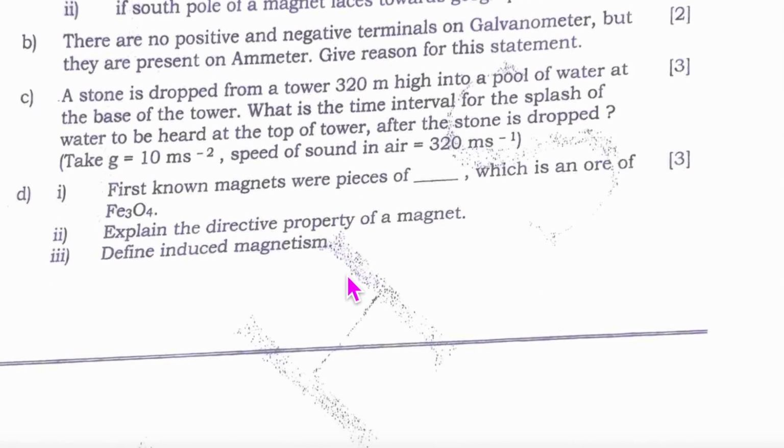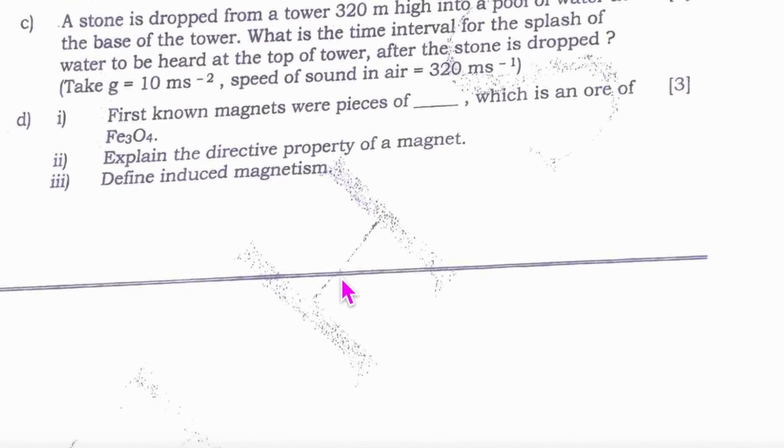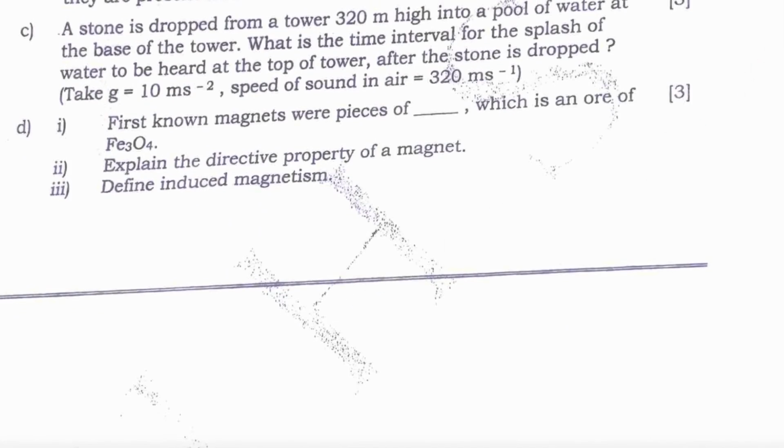No, second last question. What does it say, read? A stone is dropped from a tower 320 meters high into a pool of water at the base of the tower. What is the time interval for the splash of water to be heard at the top of the tower after the stone is dropped? Take g as 10 meter per second square, speed of sound in air as 320 meter per second.